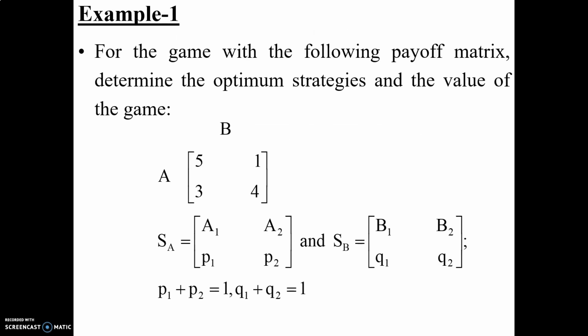I've quoted here one example for you to understand much better. The example says there is a payoff matrix given for player A and player B, and the payoff matrix is 5 1, 3 4. So the strategy for player 1 will be SA equal to A1 A2 with P1 P2, and SB is B1 B2 with Q1 Q2. We know that P1 plus P2 is equal to 1 and Q1 plus Q2 is equal to 1.